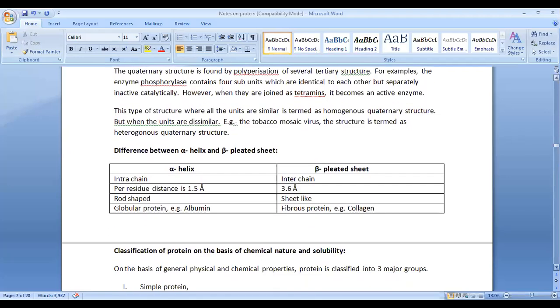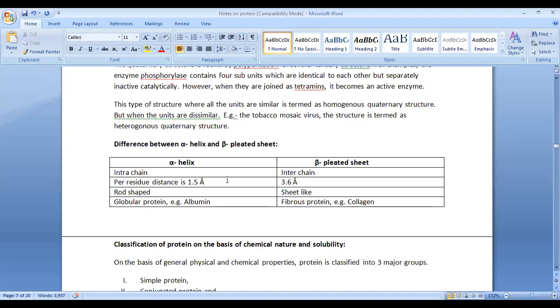And you can see the difference between alpha helix and beta pleated sheet. One is intrachain and another is interchain. The per residue difference is 1.5 angstrom in alpha helix, and in beta pleated sheet the difference is 3.6 angstrom. One looks like a rod shape, and the other looks like a sheet. Alpha helix is present in globular protein, and beta pleated sheet is present in fibrous protein. So we finish the structure of protein. Do you have any question on the structure of protein?